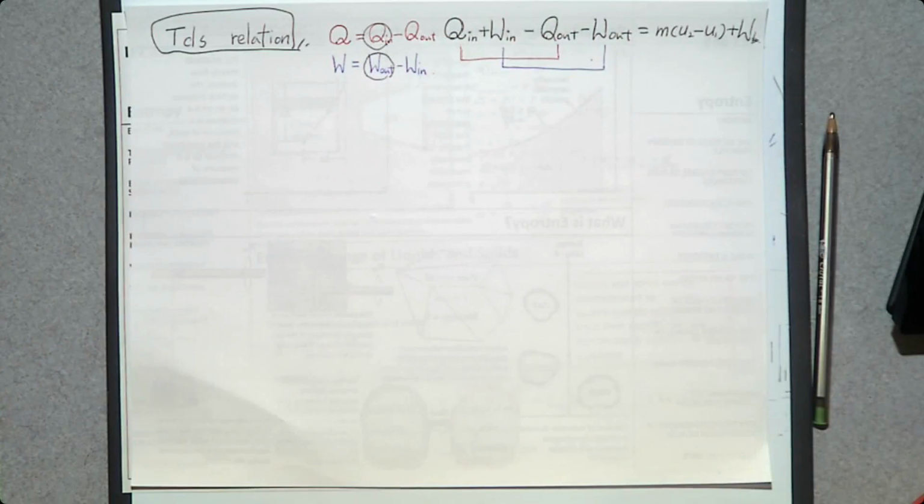That's why, when we calculate net energy transfer by work, it's going to be W out minus W in, rather than W in minus W out, because our focus was on W out at the time. It's like plus minus when you talk about an electric system.